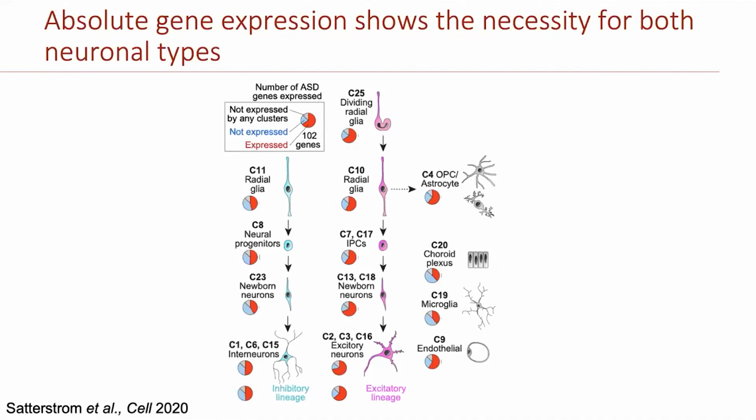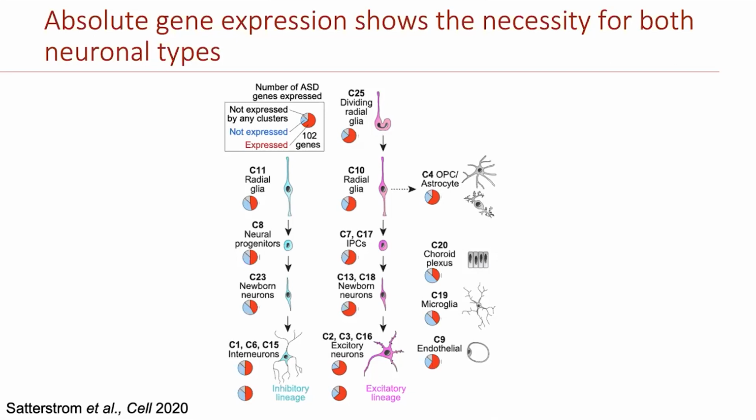And so if we do that for cell type, we take our 102 genes, we can ask the question, are they present, which is shown as a red part of the pie chart? Are they not present at all? And then in grey, we have genes which are not present in any of these cell types at all.